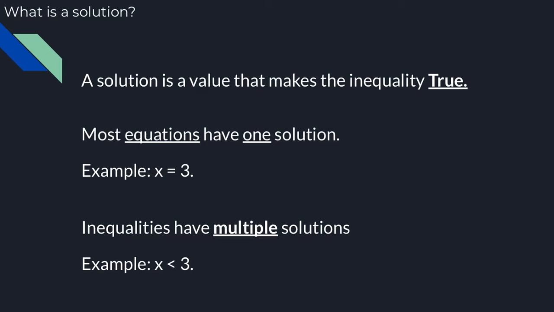Most equations that we've talked about in the past have one solution. So for example, x equals 3 is the only solution, it is the only thing that will make that equation true. An inequality has multiple solutions. So for example, x is less than 3. That means that any number less than 3, 2, -5, -500, will make that inequality true. Now let's take a look at that in practice by talking about example A.